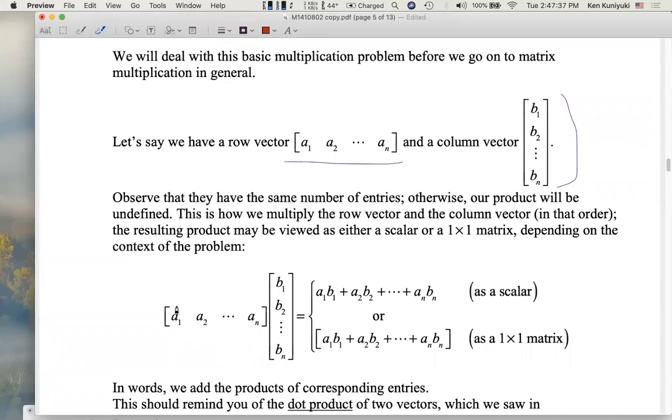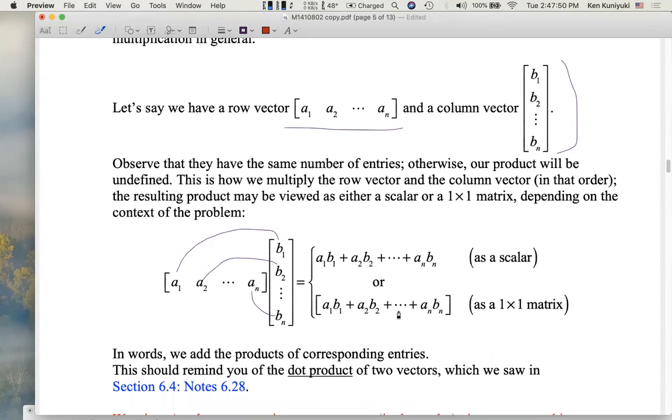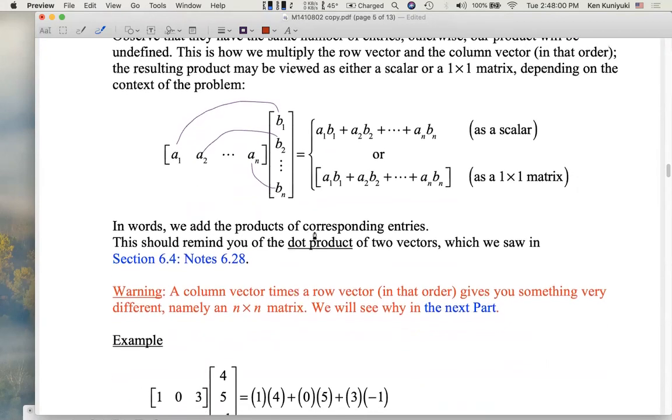It goes this times this, plus this times this, plus this times this, plus this times this, plus this times this. And you can think of the result as either a scalar or a one-by-one matrix. It depends on the context. But does that sound familiar? This times this, plus this times this, plus this times this. It should remind you of a dot product.